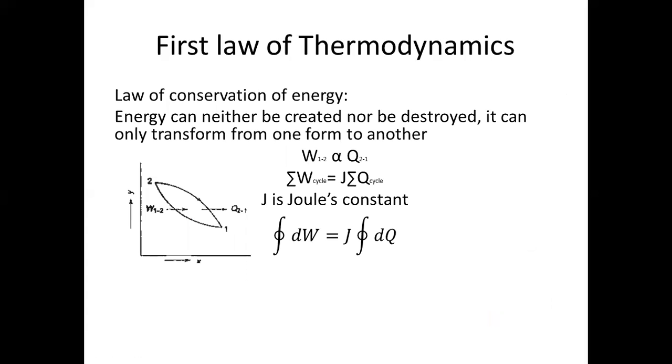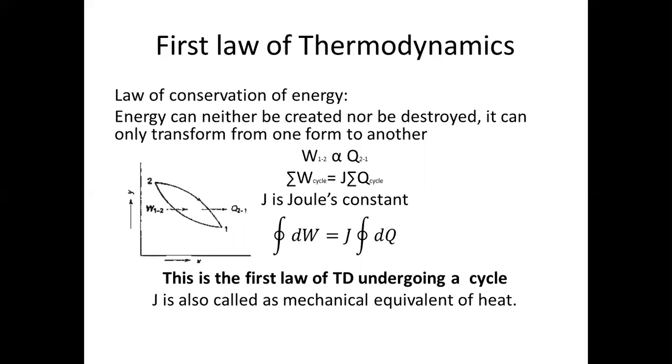So cyclic integral dW is equal to J into cyclic integral dQ. Why cyclic integral is given to dW and dQ is because these are path functions which cannot be calculated by knowing only boundary conditions. For calculating work or heat transfer, you must know the path followed. That's why they have to be written as cyclic integrals. So this is the first law of thermodynamics undergoing a cycle, where J is called Joule's constant and also the mechanical equivalent of heat. That means if you want to equate work and heat, there must be some equivalent, and that is J, and that's why it is called the mechanical equivalent of heat.